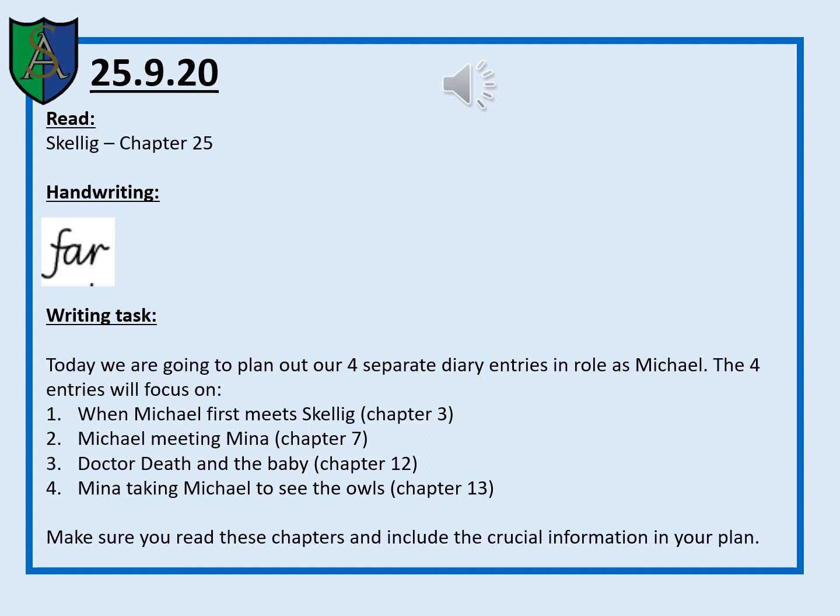The third entry we're going to write in role as Michael is when he goes home and finds, well, he calls him Dr. Death. That's sort of Michael's nickname for him, where he finds Dr. Death looking over his little baby sister at home, and they decided that the baby needs to go back into hospital, and you can find that in chapter 12. And then the final one is where Mina takes Michael to see the owls up in the loft, and you can find that in chapter 13. So they're the 4 different days that we're going to focus on.